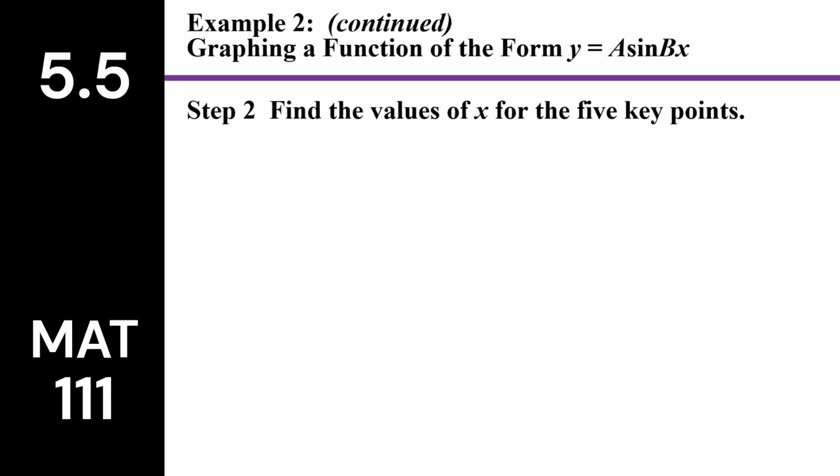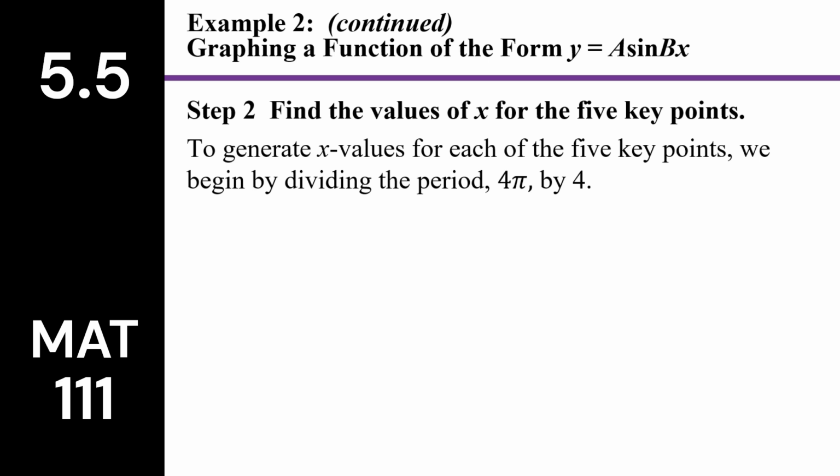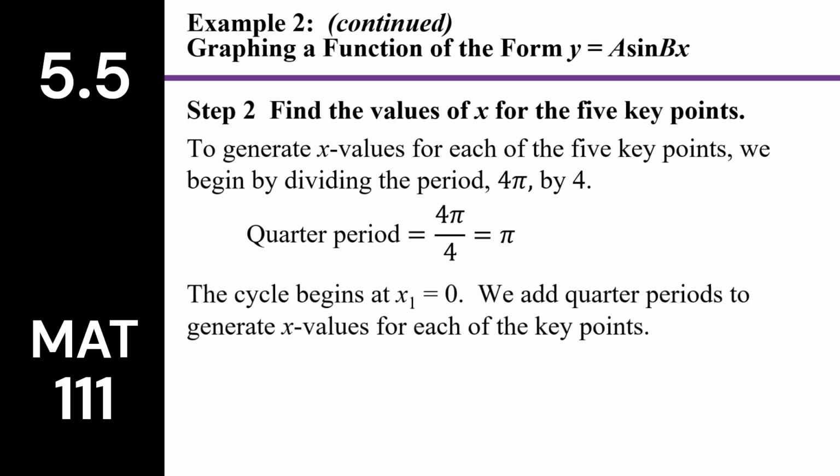For step 2, we're going to find the values of x for our 5 key points. We begin by taking our period and dividing it by 4. The quarter period is pi. The cycle begins at 0, and that is our first point. Our second x value, we add our quarter period to that, so that gives us 0 plus pi is pi.